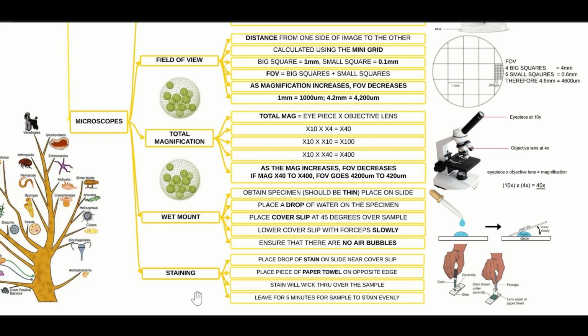The last thing you need to know how to do is stain. Once you've got the cover slip down on your specimen, place a drop of stain on one side, actually touching the cover slip. Then place a piece of paper towel on the opposite edge and that will draw through, or wick through, the stain. Leave the stain on the specimen for 5 minutes before you try to look at it so that everything is evenly stained.